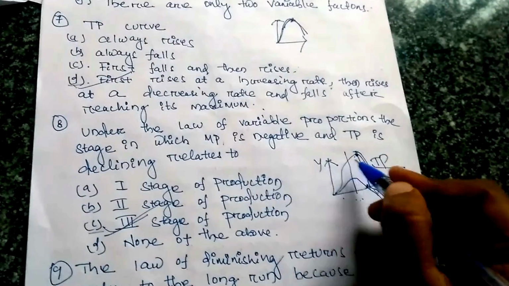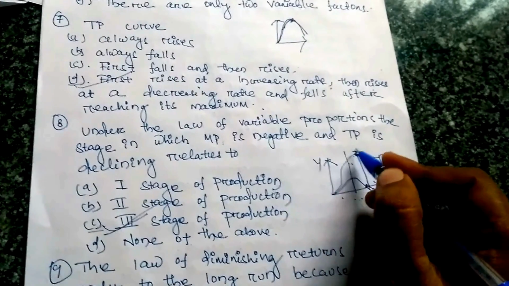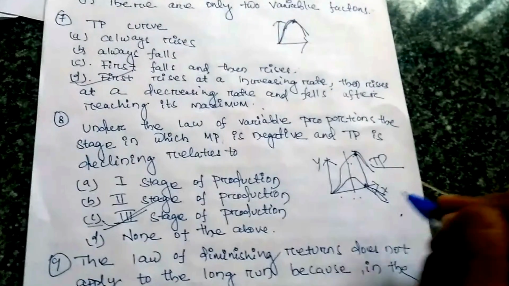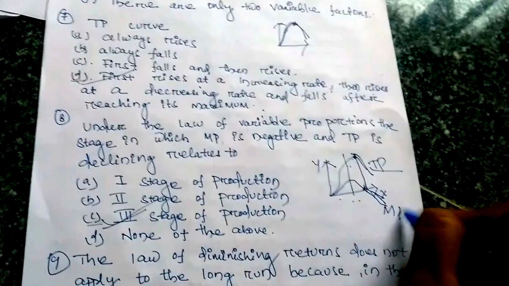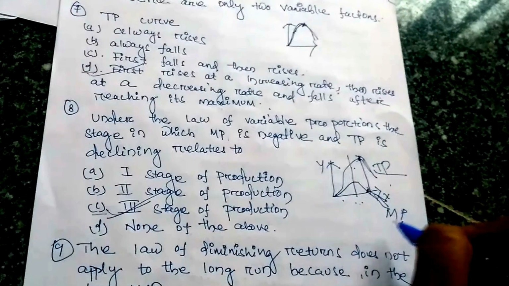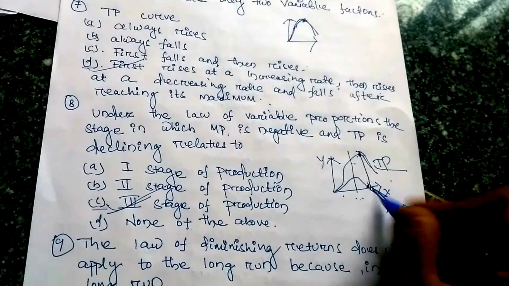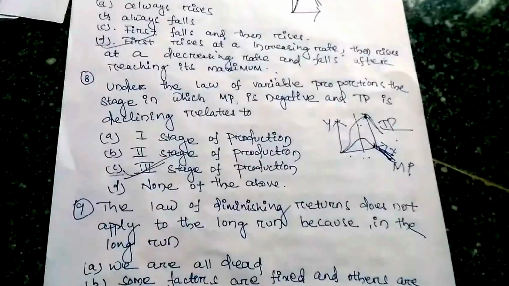This is the first stage, this is the second stage. The second stage ends when TP is maximum and MP is 0. And at the third stage, TP becomes decreasing and MP becomes negative, and it comes below the x-axis.